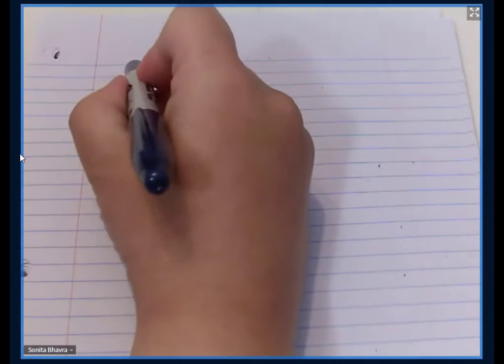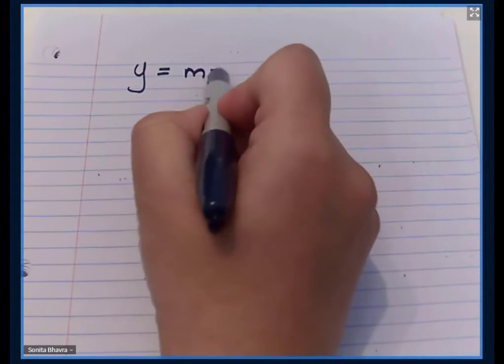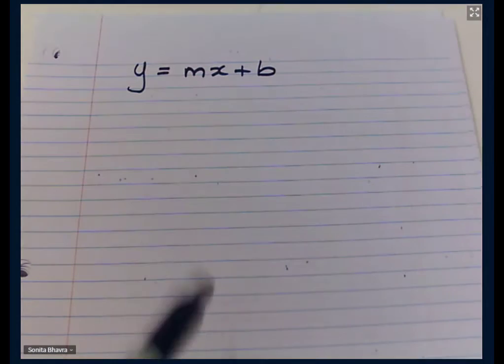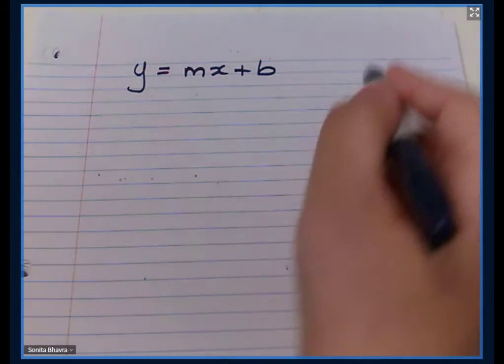All right, today's lesson, we are looking at the equation of a line, and specifically today we are looking at this form here. It's called y equals mx plus b. All right, and the name given for this form, it's called the slope y-intercept form.